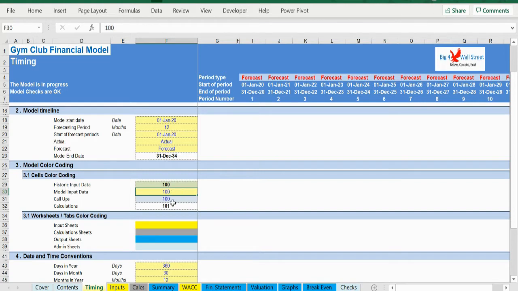Inputs are always depicted with a yellow fill and blue letters. Call-ups, that is direct links from other cells, are filled in light blue with blue letters, while calculations are depicted with white fill and black characters. There is also a color coding for the various tabs of the model. Yellow tabs are mostly assumptions tabs, gray tabs are calculations tabs, blue tabs are outputs tabs, that is effectively results or graphs, and finally light blue tabs are admin tabs, for example, the cover page, contents, and checks.